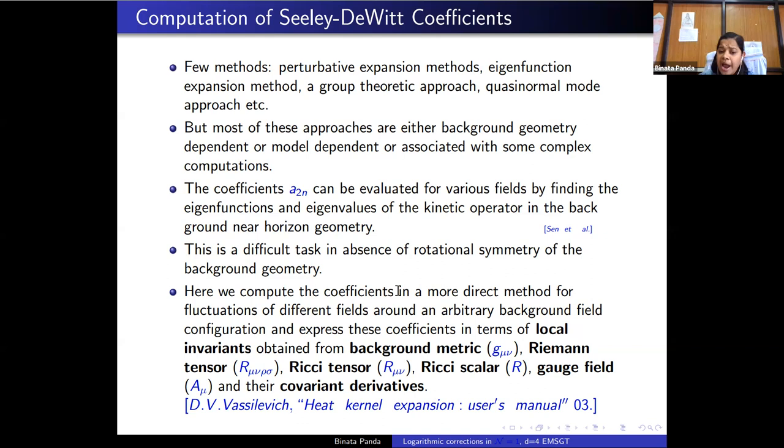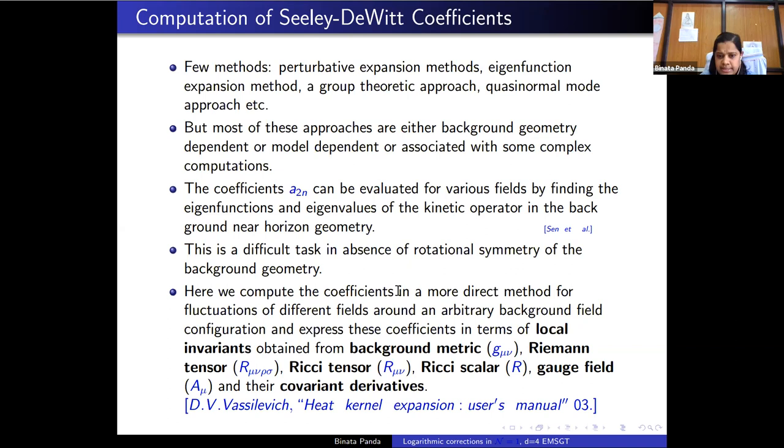Moreover, we express these coefficients in terms of local invariants obtained from the background metric, the Riemann tensor, the Ricci tensor, the gauge field and their covariant derivatives. That is another advantage of our results. So we use this very general method. Of course, it's a tedious task, but if you do a systematic computation, you can achieve your results.